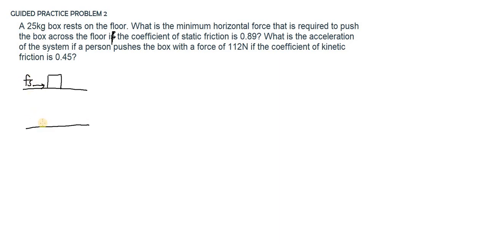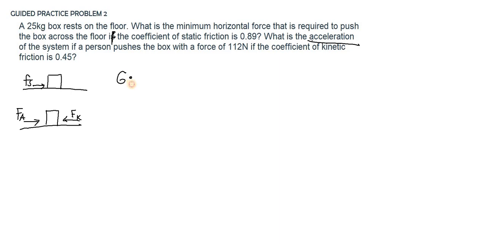The second one is the same box which is moving. There is an applied force equal to 112 Newton, and so there will be this kinetic friction, F sub K, which we're going to find, and then we'll be looking for the acceleration of the system as it moves.